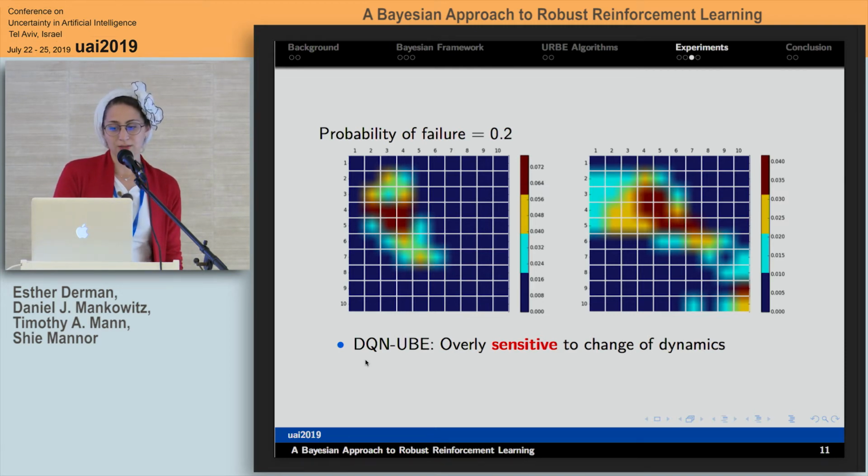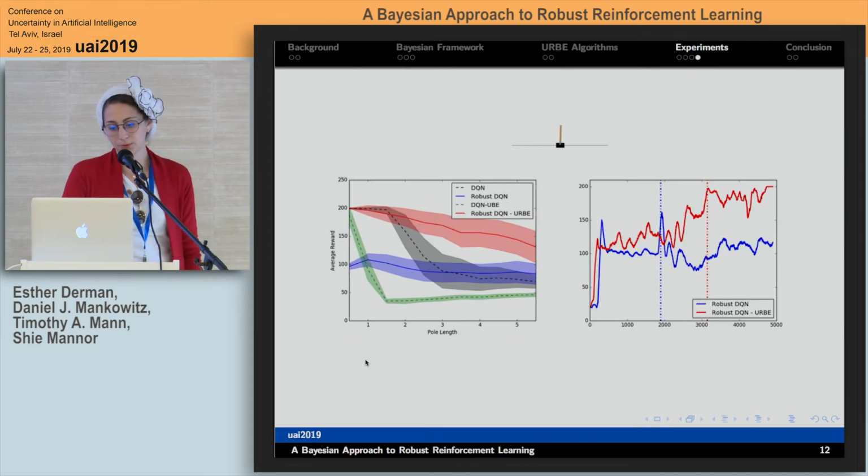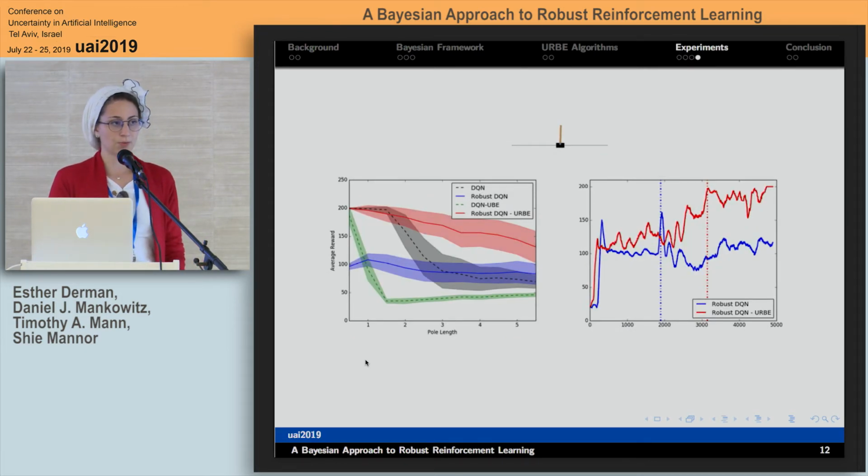And we also tested our approach on a CartPole domain, and we can see similar behavior. So we trained our agent on a given pole length, and we changed it during evaluation. As you can see, the DQN and DQNURB are overly sensitive to changes in the pole length, whereas the robust DQN doesn't perform the task at all, even on the nominal model. And our approach is the one that does perform well on the nominal and is robust to changes in the pole length.